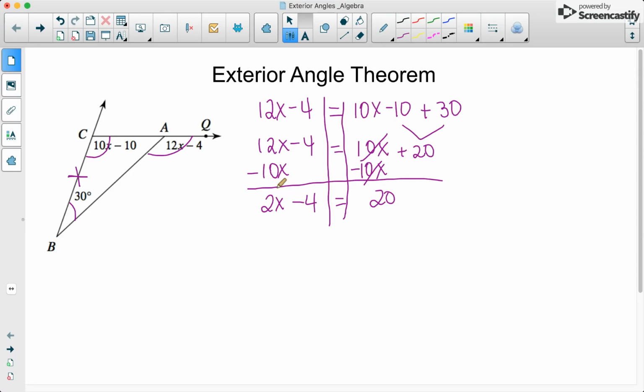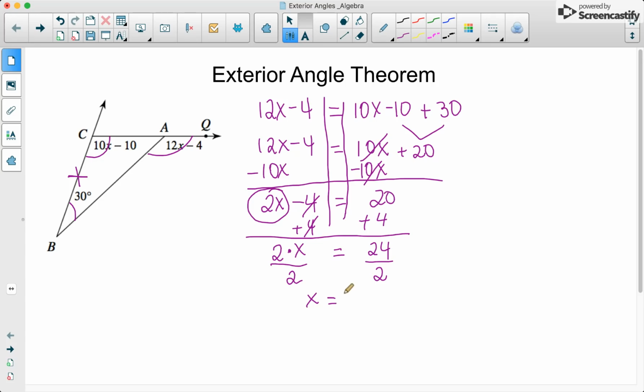Okay, so now I have my variable on only one side of the equation, not in this one. Great. So I'm going to eliminate this negative 4. So I'm going to add 4 on both sides. And when I do that, the 4 cancels out, which is the whole idea of it. And I have 2x equals 24. And from here, very simple, the 2 is multiplying the x, so I just divide by 2 both sides. And x is equal to 12.